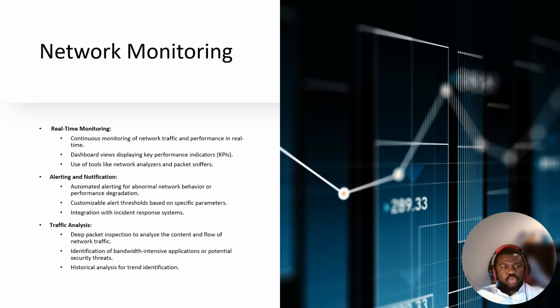Now, when we look at the network monitoring part, as I alluded to before, this will incorporate things like real-time network monitoring so that we're continuously monitoring our traffic and performance in real time. We're going to also look at alerts and notifications. Part of this process is to ensure that if there's any disruption in any way, we are aware of it in real time so that we can address it as soon as possible.